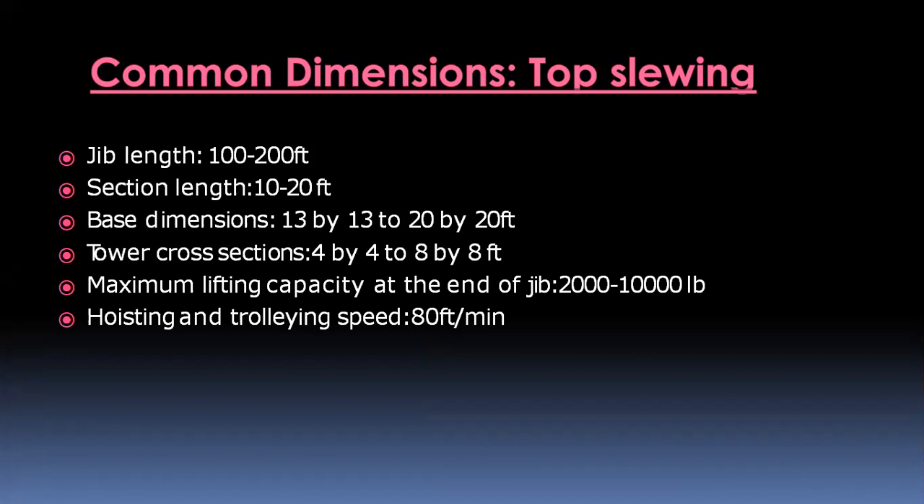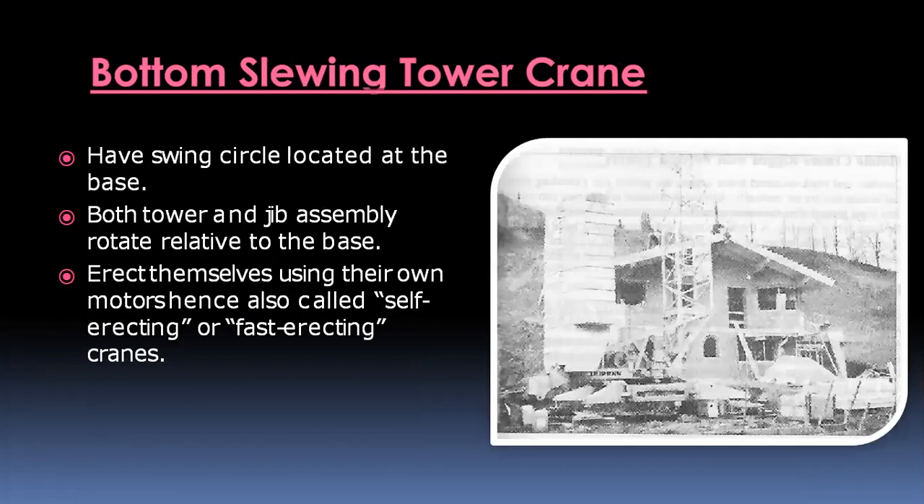The jib length is 100 to 200 feet. The section length is 10 to 20 feet. The base dimensions are 13 by 13 to 20 by 20 feet. The tower cross sections are 4 by 4 to 8 by 8 feet. The maximum lifting capacity at the end of the jib is 2,000 to 10,000 lbs, and the hoisting and trolling speed of these top slewing cranes is 80 feet per minute.